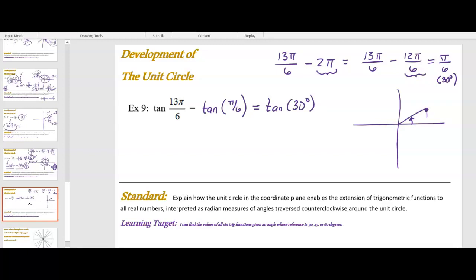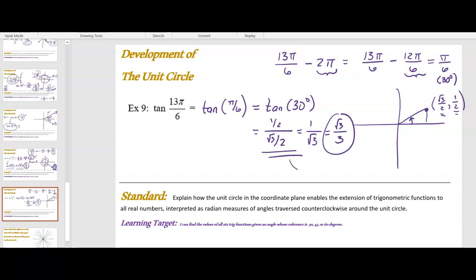So now, what are my coordinates? My coordinates are root 3 over 2 and 1/2. Root 3 over 2. Oh no. Help me. Tangent is your y value divided by your x value. So that's going to be 1/2 over root 3 over 2. Remember, that's 1 over root 3, which we've said a couple times now is root 3 over 3. So I just want to remind you, anytime you have 1/2 over root 3 over 2, bam.